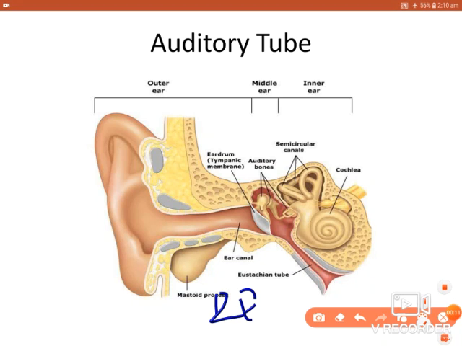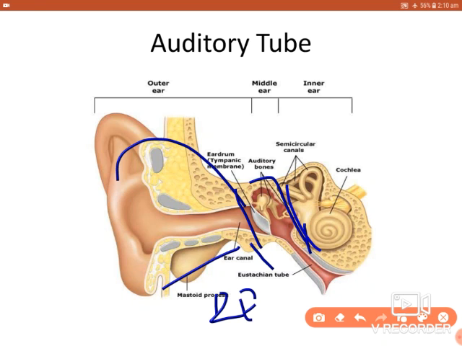The parts of the ear, this is the external ear. This part is the middle ear. See this is the inner ear. See the middle ear, the lateral wall. That is the tympanic membrane. The medial wall is made up of the lateral wall of the inner ear.